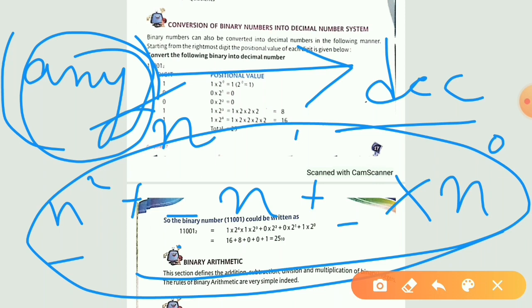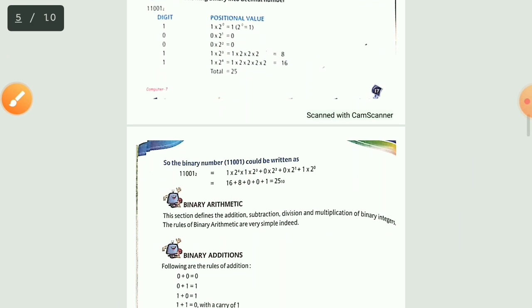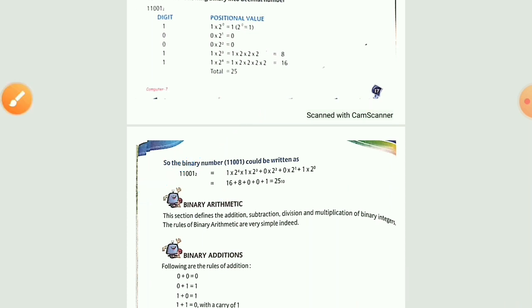Now try to remember this thing: if you are going to convert any number system into a decimal number system, multiply by base to the power 0, base to the power 1, base to the power 2 and so on. Now you can understand this example by yourself: 11001 with base 2. The answer would be 25. I hope this conversion is clear to you students.